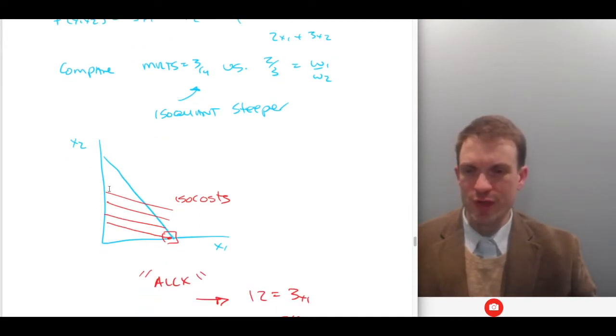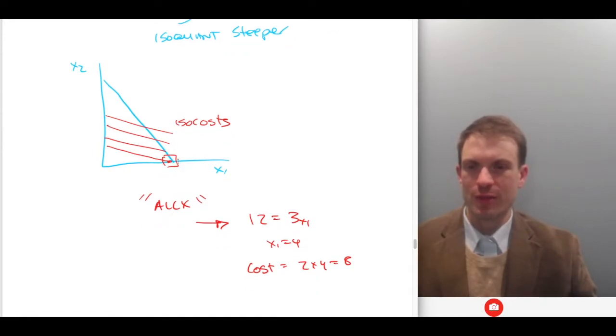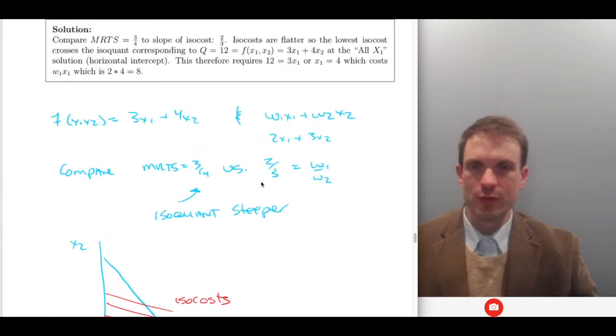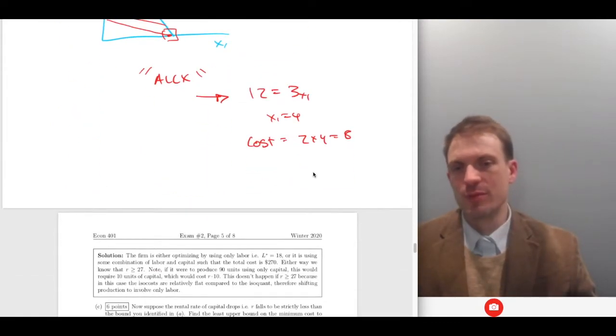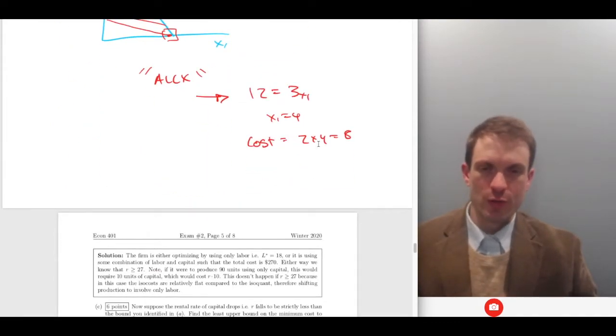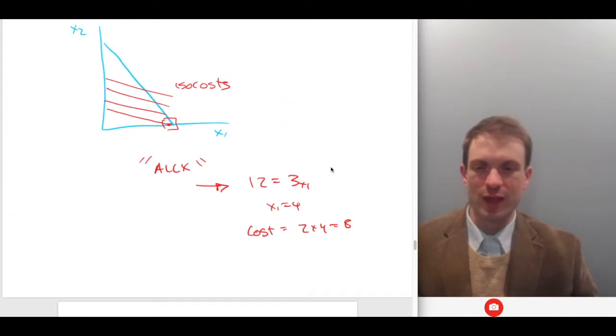All right, so if we have a relatively flatter isocost, it's going to cross at our corner solution. At the bottom here, if we're producing using all factor 1, we want 12 units. This is going to require 12 is equal to 3x1, or 4 units. It's going to require me using 4 units of factor 1, which costs 2 times 4, which is 8.